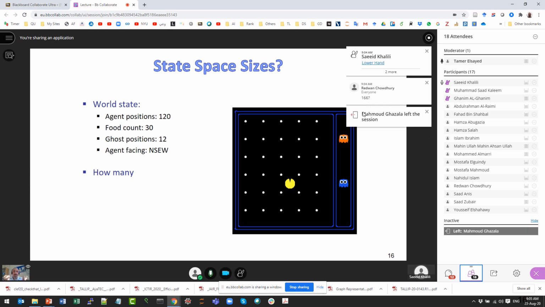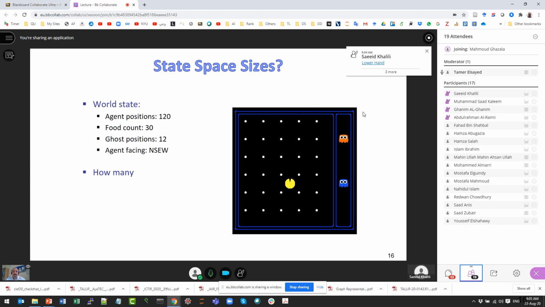Okay, so if we are talking about the entire world, what would be the number of states here? The summations of the positions. Summations or multiplications? Not sure. Okay, so are these alternatives, or do these have to be one of the states of the agent and one of the states of the food, of the dots, and one of the positions of each ghost, and so on? It's one of each, right? So these are not alternatives. We don't say this or that. We say this and that.